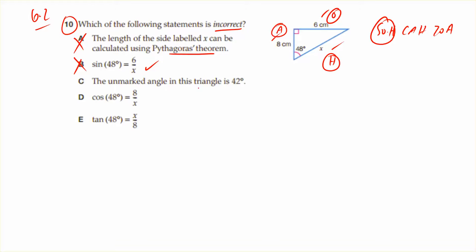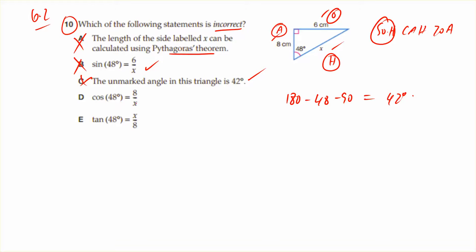The unmarked angle in this triangle is 42 degrees, so we know that the triangle adds up to 180, so the unknown angle must be 180 minus 48 minus 90. So minus 48 minus 90 is minus 138, so to get from 138 to 180, you need 42 degrees. So that is correct. So that's not what we want.